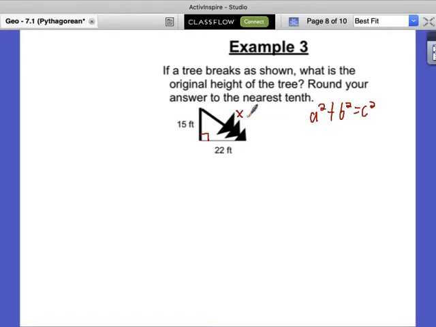So, what would my A and B be here? 15 squared plus 22 squared equals C squared, or X squared, that we're trying to find.